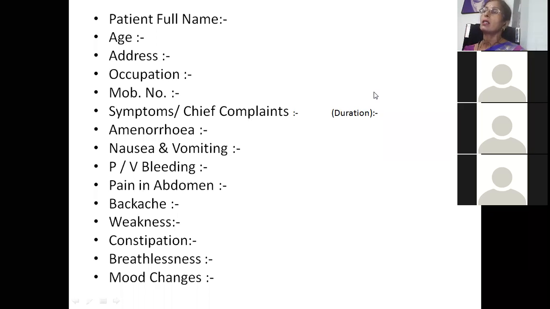GPLA. So G means gravida. Gravida means how many times she is pregnant. If she is pregnant for the first time, it will be primigravida. If she is pregnant for the second time, it will be second gravida. Third gravida, right? Nowadays, only one or two children are there, so it can be primi or second, or it can be third, fourth, onwards.